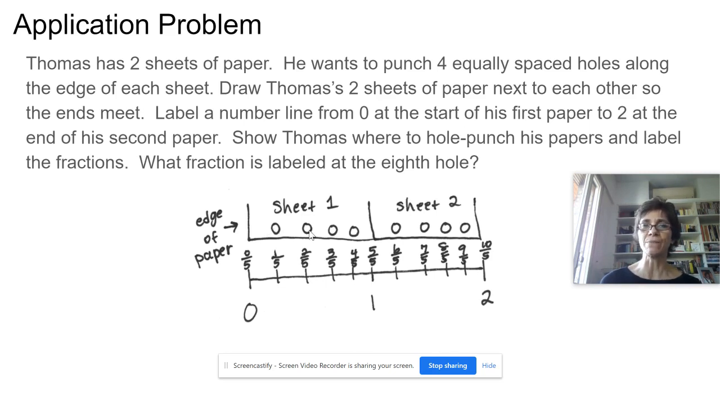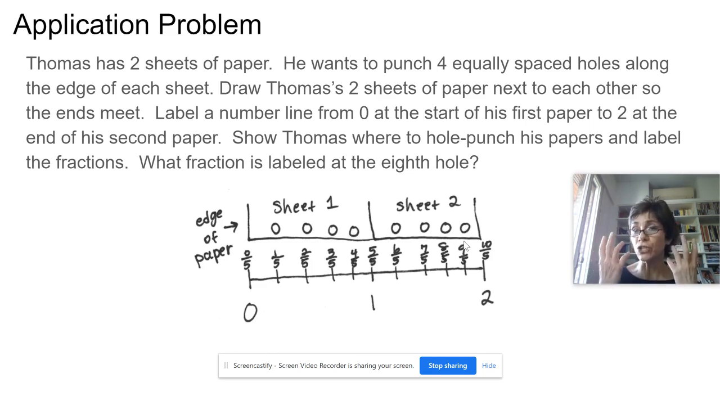So first hole, then a space, second hole, then a space, third hole, then a space, fourth hole, and a space, and you get to the end of the first sheet. And then you do the same with the second sheet, okay? What is the question? You draw a circle or a little dot where you have to punch the hole. And then you have to think, what fraction is labeled at the 8th hole, which is the last one of the second sheet? So we have 4 on the first sheet, 4 on the second sheet. On the 8th hole, what fraction is it?